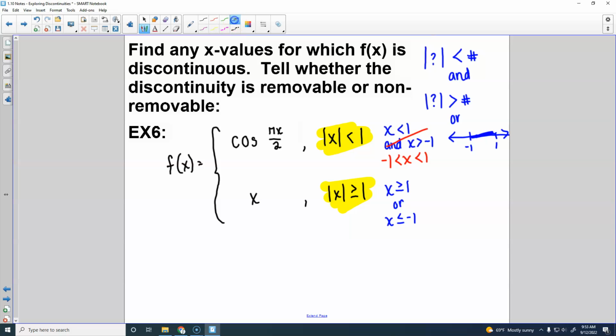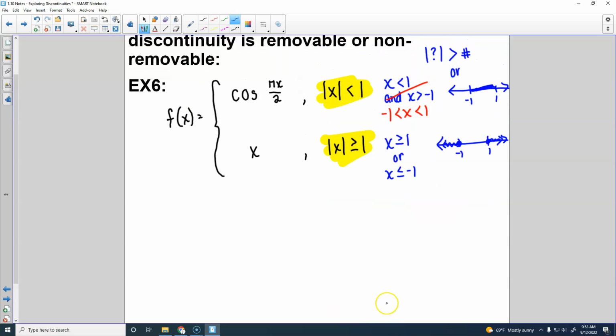Now, when I think about these two parts, you've got x is greater than or equal to 1. That's the numbers up here. And then you also have the numbers less than or equal to -1, so that's the numbers down here. What I like to do with these is rewrite them so that I'm looking at three separate sections here. So I rewrite it like this.